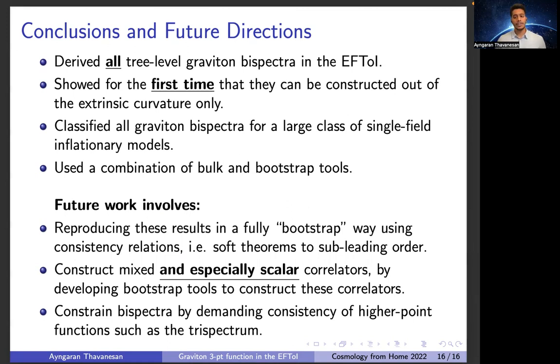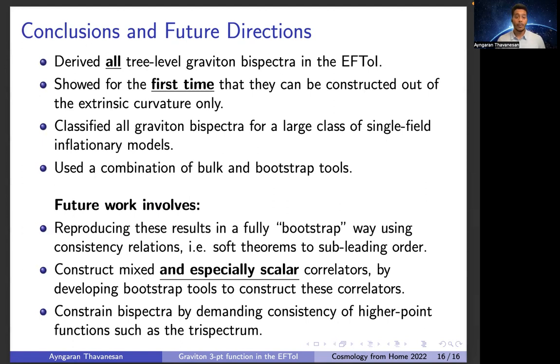I lied, we actually used both bulk and bootstrap tools. Future work involves reproducing these results in a fully bootstrappy way using consistency relations, i.e. soft theorems to subleading order. Given the previous point, it would be very interesting to construct mixed correlators and especially scalar correlators. Writing down the general EFT of inflation action and doing this computation will not be very efficient, so one will need to develop bootstrap tools to construct these correlators.